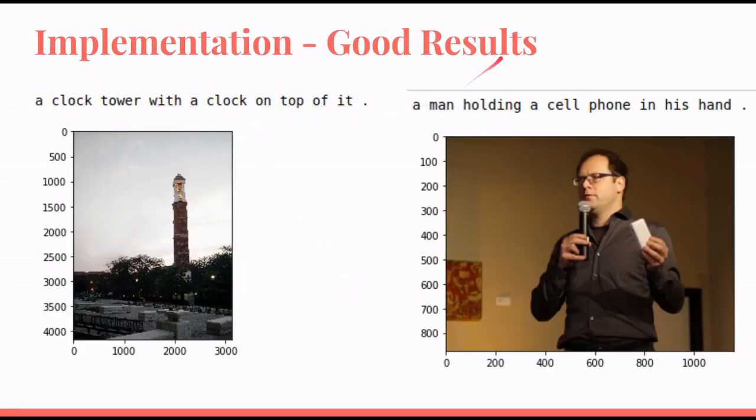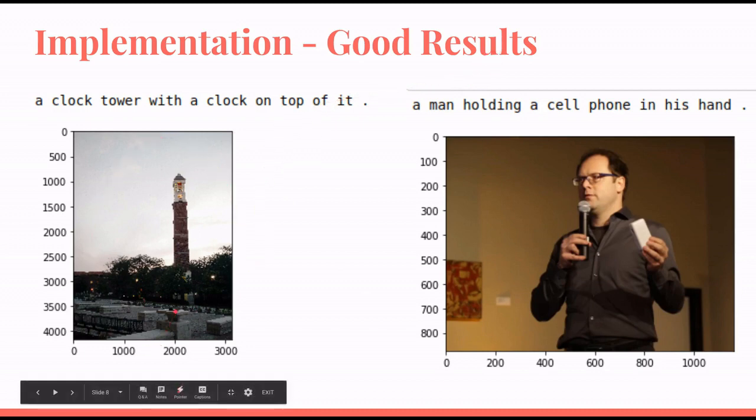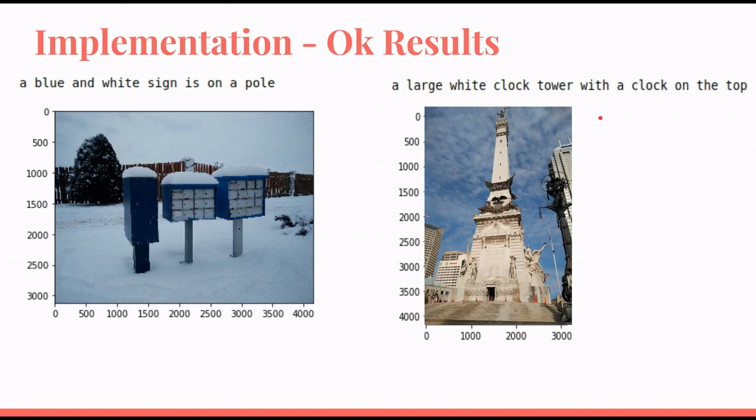So here we have some fun results of the things which our model got right. Here we have a clock tower which is correctly captioned, and here we have our professor holding a remote control, which the model sees as a cell phone, which is the most probable outcome, I guess. And here we have some OK results.